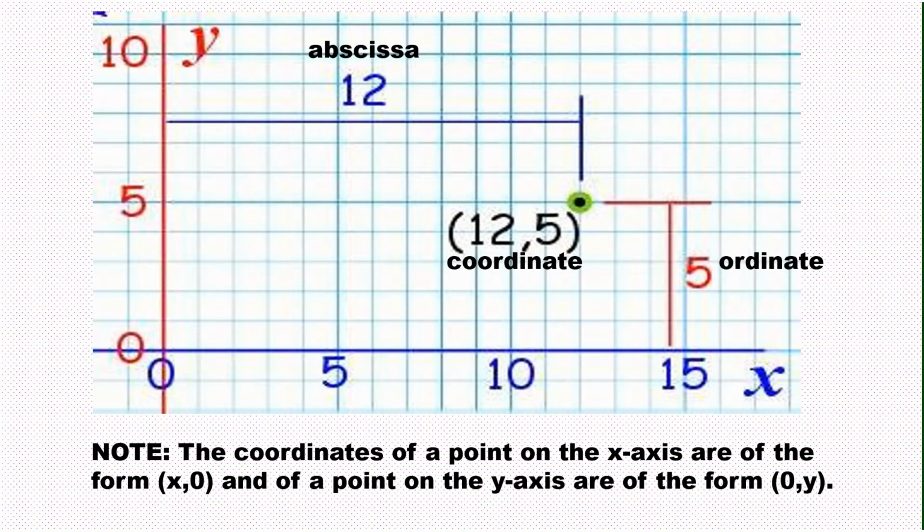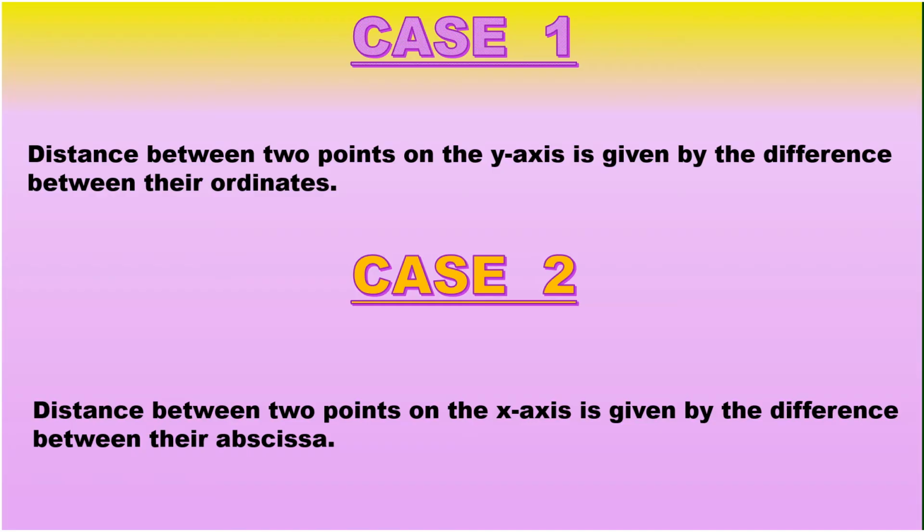Now let us see an example. Here we can see (12, 5) as the coordinate. (12, 5) is the coordinate, where 12 is the abscissa and 5 is the ordinate. We have to note that the coordinates of a point on the x-axis are of the form (x, 0) and of a point on the y-axis are of the form (0, y).